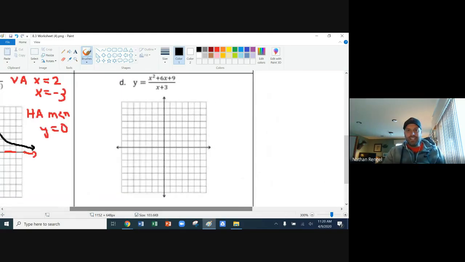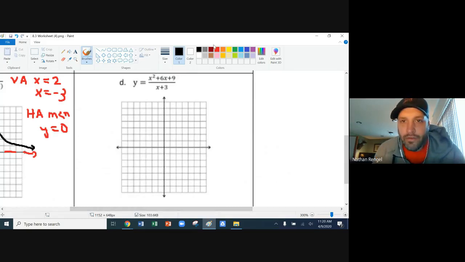Heading on to D. So D, we'll get everything factored. Here's our first one we've had to factor. So it's a basic trinomial. So we look at what multiplies to 9, adds to 6. That's going to be x plus 3, and another x plus 3. Down our denominator, we also had an x plus 3.